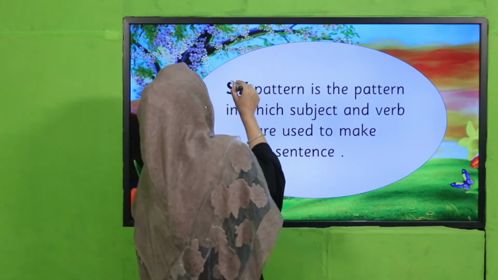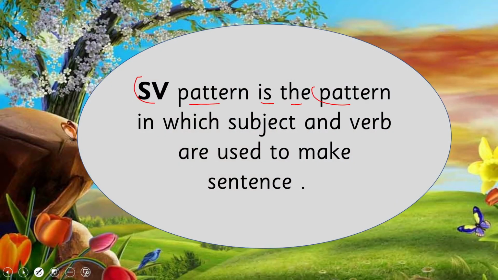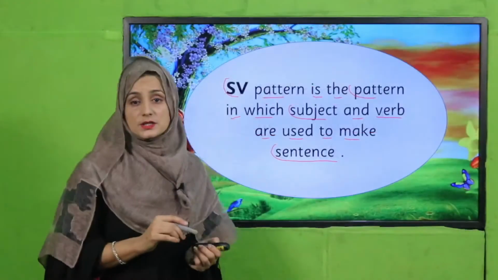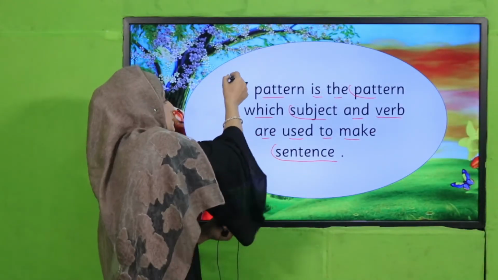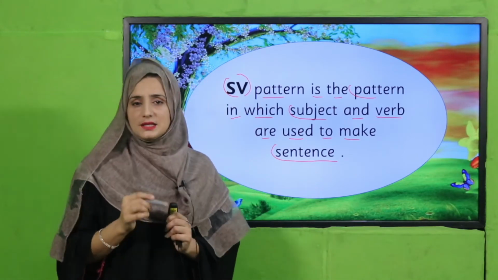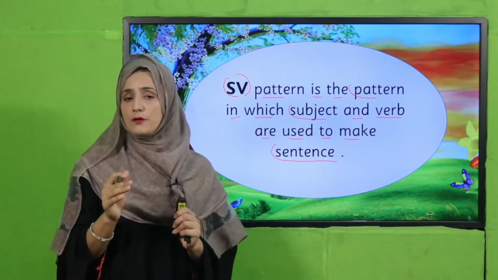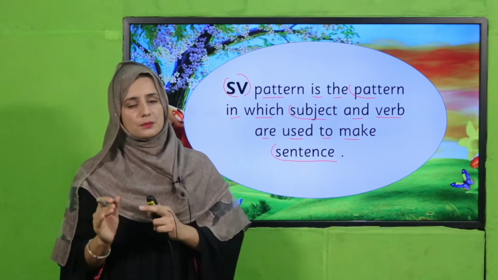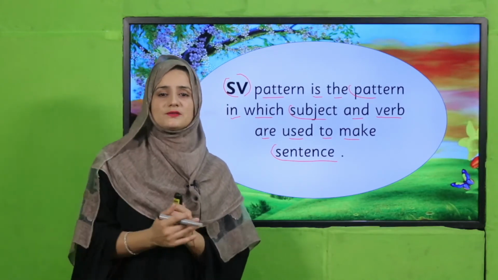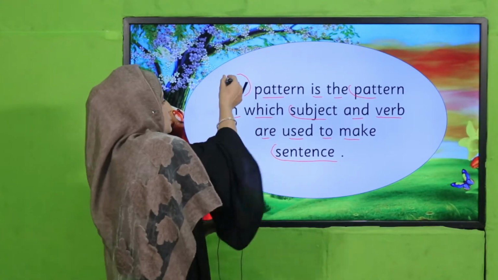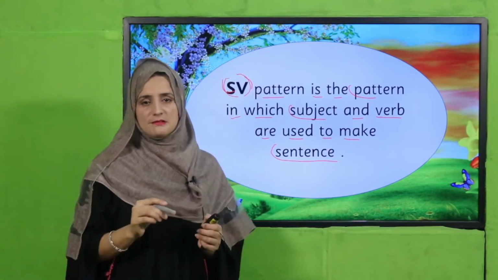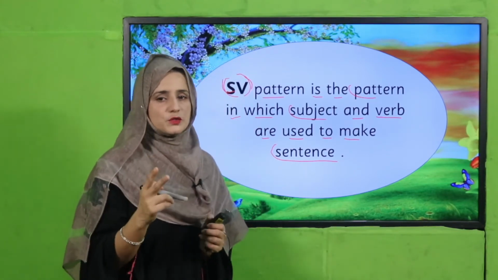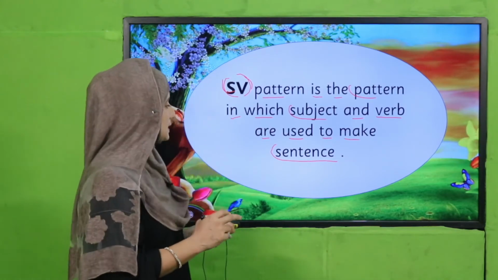What is SV pattern? SV pattern is the pattern in which subject and verb are used to make a sentence. In SV pattern, in this pattern, we will find just a subject and a verb. There will be no object, no other thing will be there. We will find just subject plus verb. These two parts of speech will give us sense in a sentence.